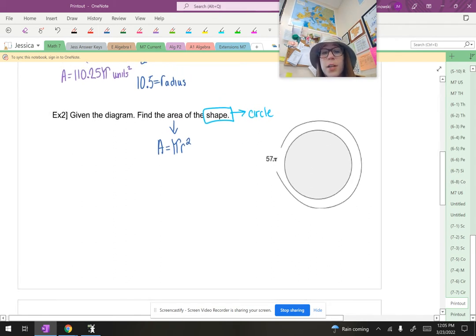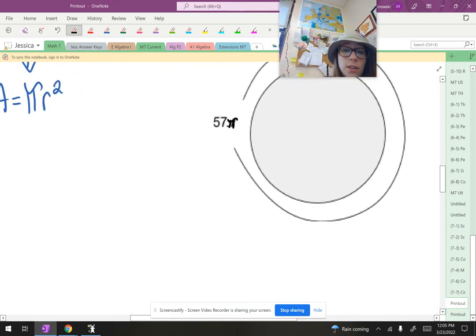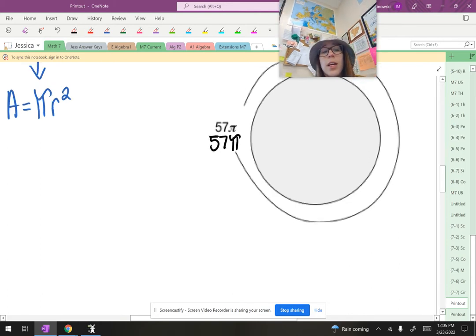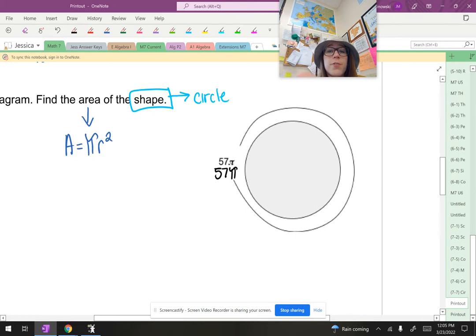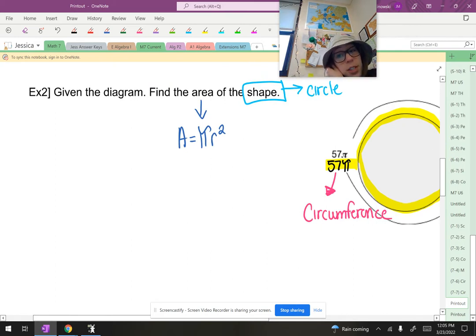Okay, so looking at this diagram here, that's a 57 pi, if you couldn't tell. If you zoom in on that, that says 57 pi. It's kind of hard to tell because of the diagram, but what that 57 pi is showing you is that the distance around the circle is 57 pi. So that distance around that circle, aka that perimeter, is my circumference. My circumference is equal to 57 pi.